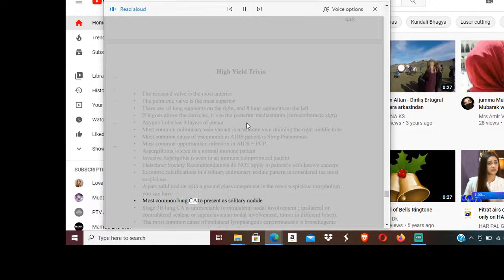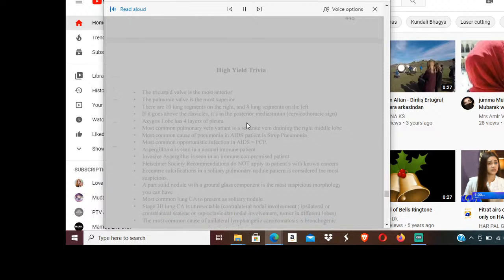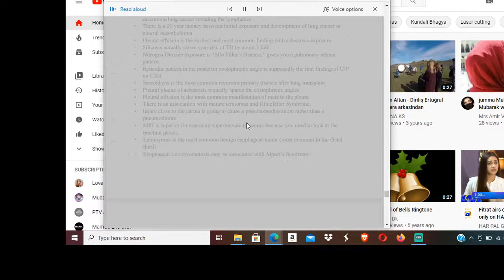Adenocarcinoma is the most common lung CA to present as a solitary nodule. Stage 3B lung CA is unresectable: contralateral nodal involvement, ipsilateral or contralateral scalene or supraclavicular nodal involvement, tumor in different lobes. The most common cause of unilateral lymphangitic carcinomatosis is bronchogenic carcinoma, lung cancer invading the lymphatics. There is a 20-year latency between initial exposure and development of lung cancer or pleural mesothelioma.